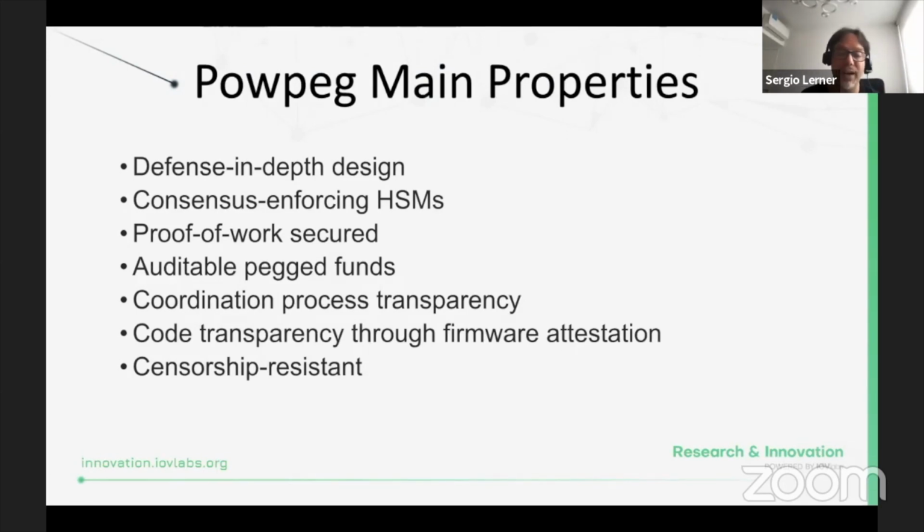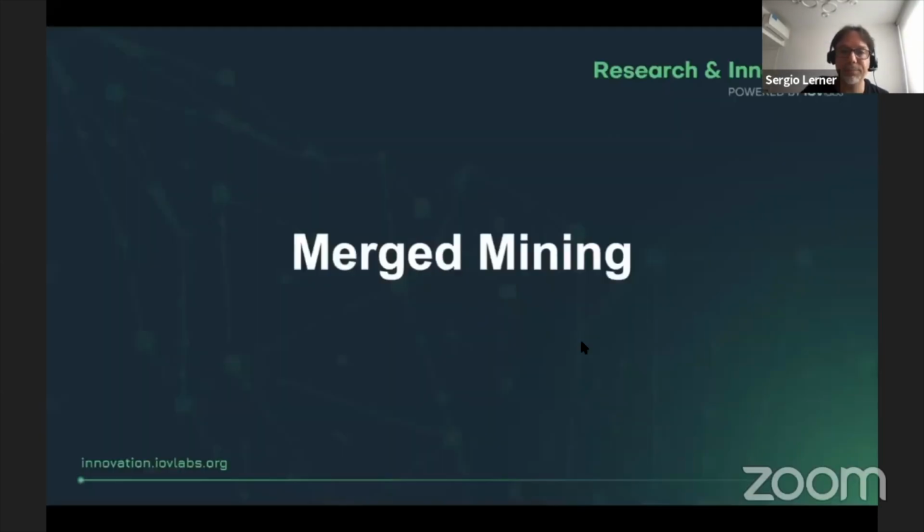So even if one of the devices or one of the layers fails, there is always another layer protecting that layer. It has consensus-enforcing HSMs, so you cannot force the device to do anything without a huge amount of hash rate backing up your commands. It is proof of work secure. It's fully auditable, and the full coordination process for pegging in, pegging out, and dynamic reconfigurations of the PowPeg is fully transparent on chain. And obviously, as I mentioned, it's censorship resistant.